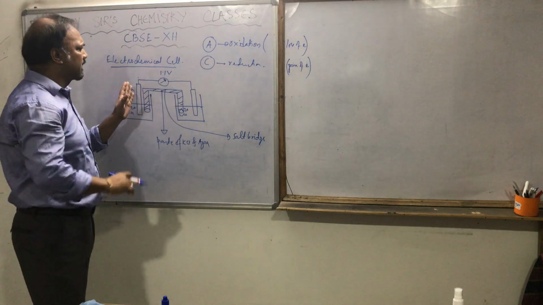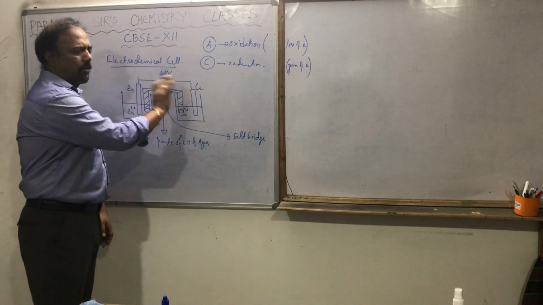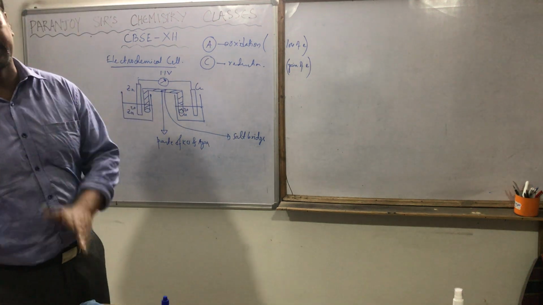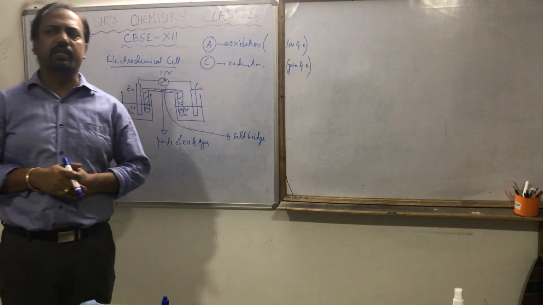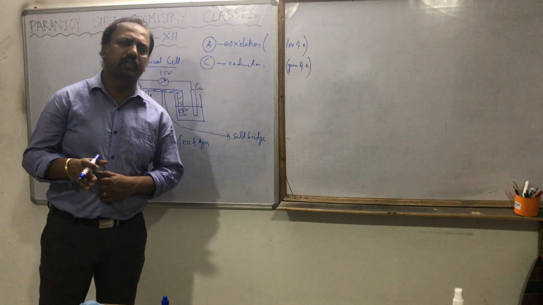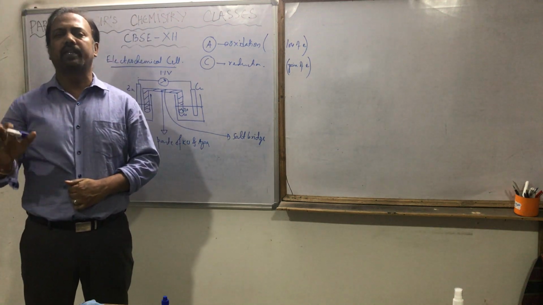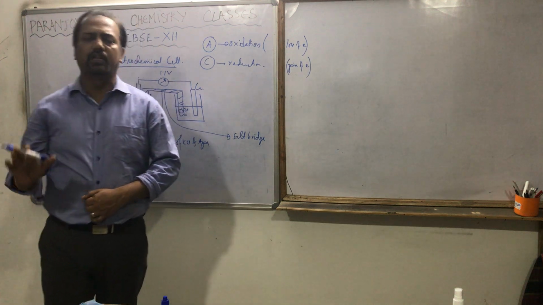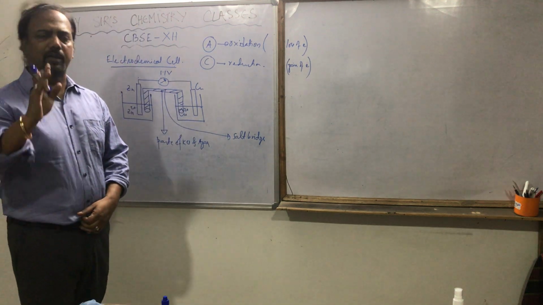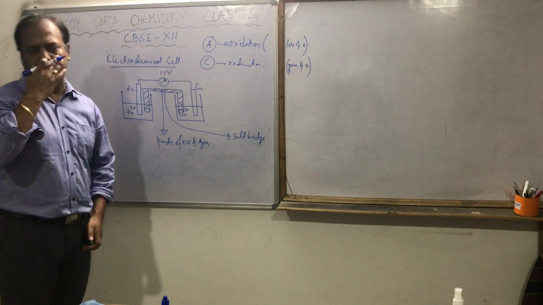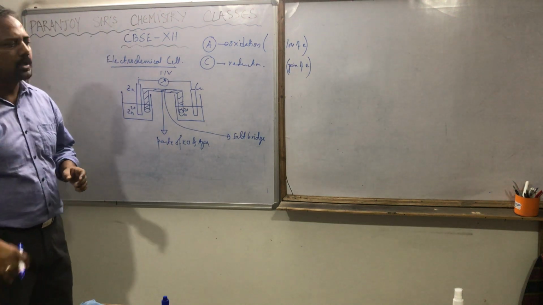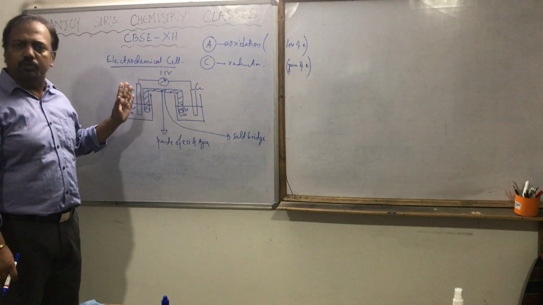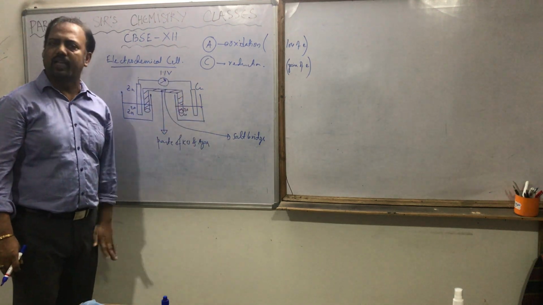Now, in this case, we connected zinc and copper. Now, which will act as cathode, which will act as anode, means where the oxidation will take place, where the reduction will take place, that will be depending on so many factors. That we are going to slowly learn, not today. But at this moment, I am telling you that in this particular cell, the zinc is behaving as anode and the copper is behaving as cathode.